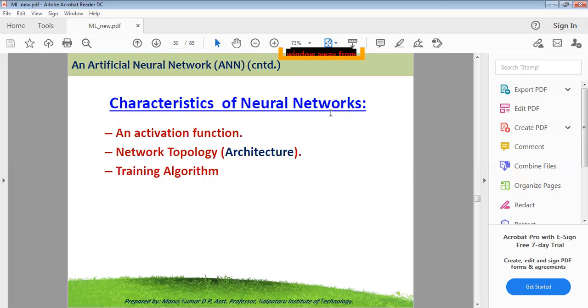Next, characteristics of the neural networks. So what are the characteristics? There are three characteristics. One is the activation function. The next one is network topology. The third one is the training algorithm. So: activation function, network topology, and training algorithm. Let us discuss each of them in detail.